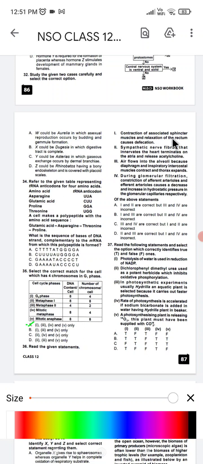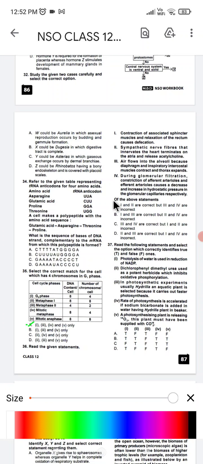First is contraction of associated sphincter muscles and relaxation of the rectum causes defecation. Second, sympathetic nerve fibers that innervate the heart terminate on the artery and release acetylcholine. Third, air flows into the alveoli because diaphragm and inspiratory intercostal muscles contract and thorax expands. 4. During the glomerular filtration, constriction of afferent arterioles and efferent arterioles causes a decrease and increase in hydrostatic pressure in the glomerular capillaries respectively. Of the above statements, you have to choose which one is correct and which one is wrong.